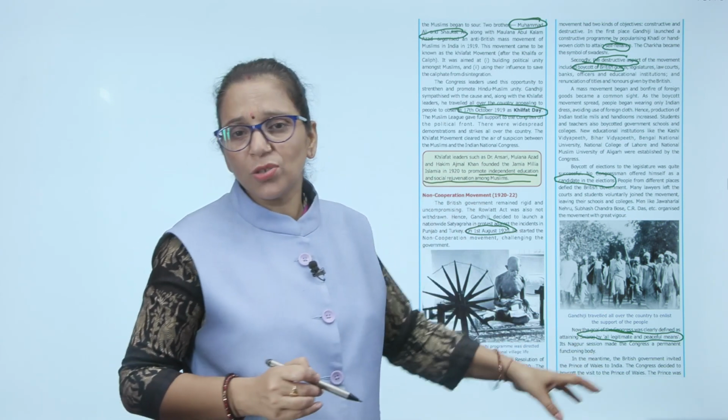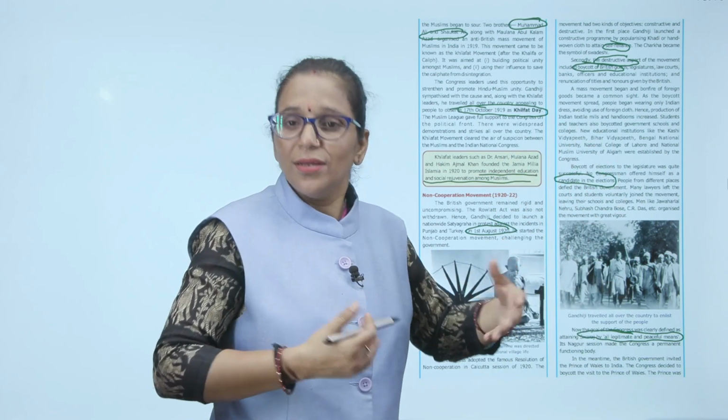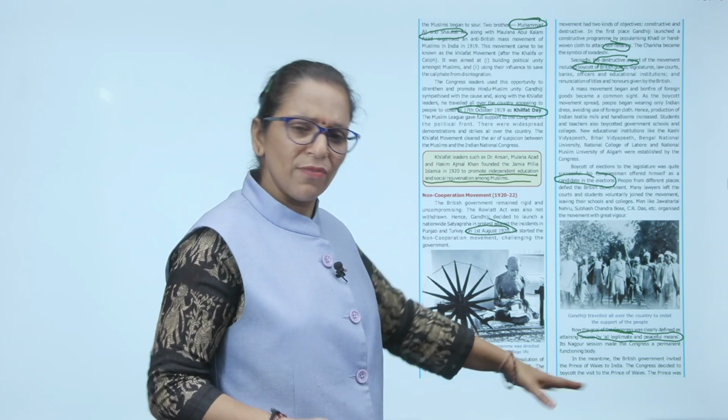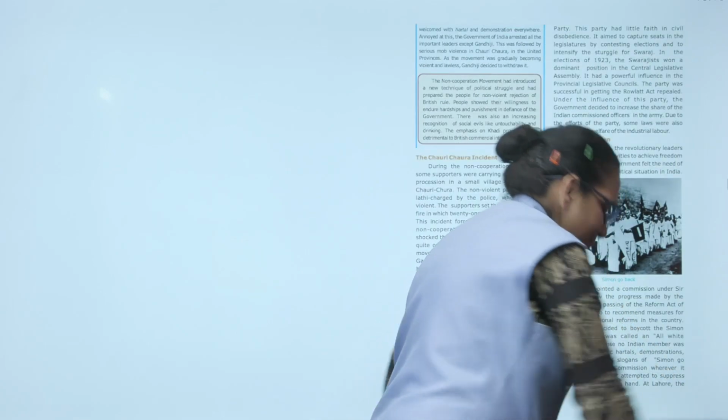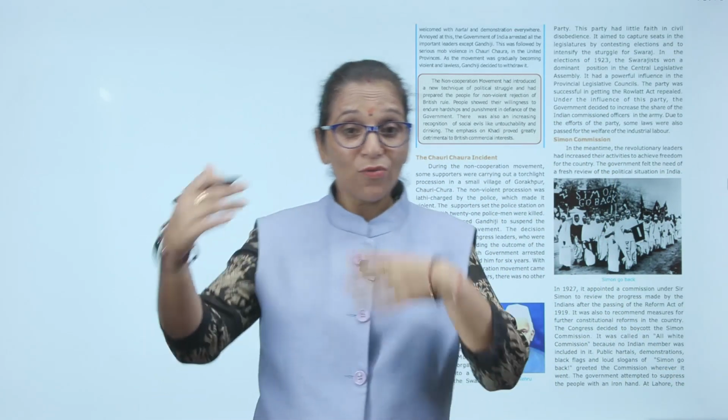In the meantime, the British government invited the Prince of Wales to come to India. The Congress decided to boycott the visit of the Prince of Wales. If he is coming, no worry, we are not going to welcome him. So that was a boycott by the INC. See how aggressive we are becoming in the non-cooperation movement. And when the Prince of Wales entered India, he was welcomed by a Hartal. And everywhere there was a demonstration.